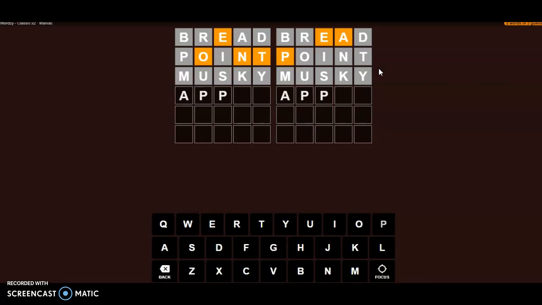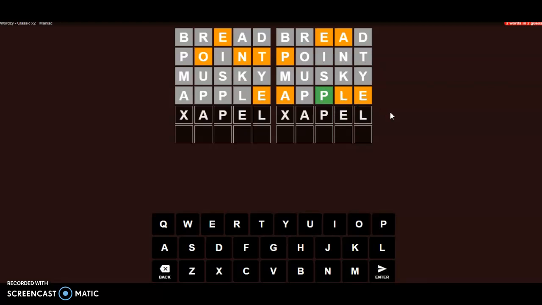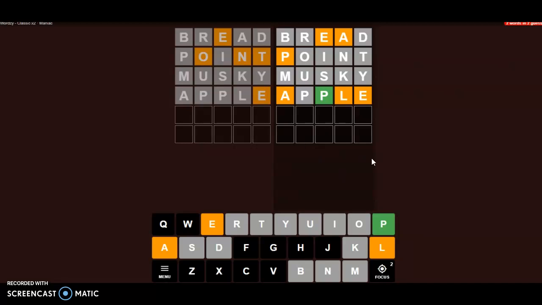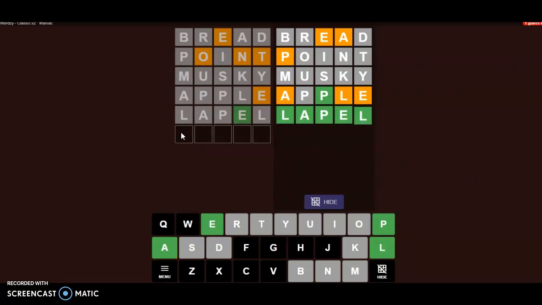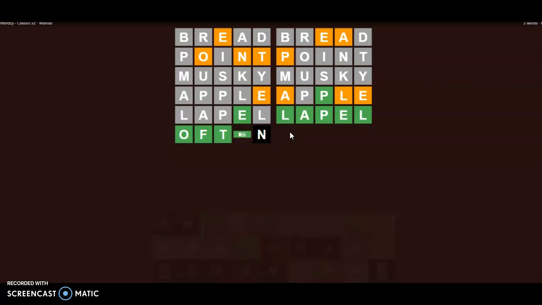This looks like apple to me, so I'm just gonna go ahead and do it. No, it's not apple. The E... I think it's gonna be like this, right? So, maple? God, I wanna focus, thank you. That is so much better. So, laple. Laple's a word, actually. There we go. And then the T-T-E-N. Often? Yes, we did it.